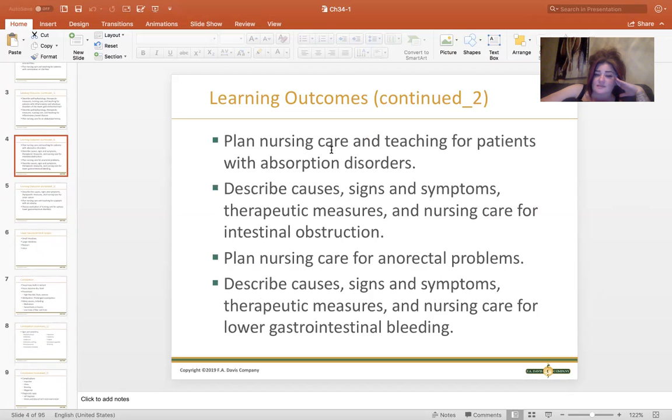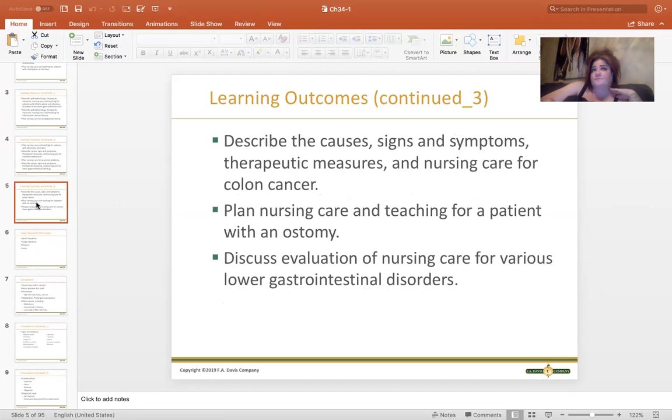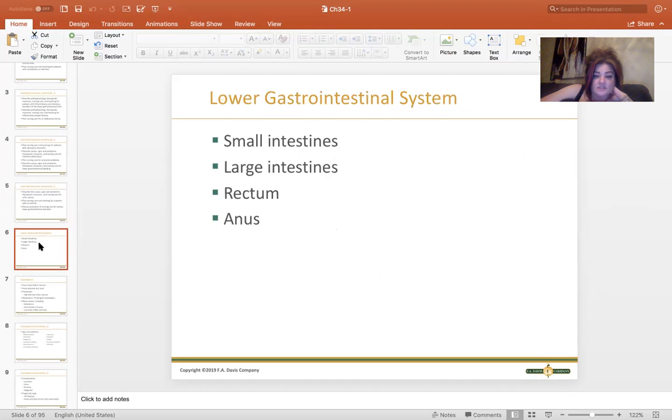Absorption, I skipped that, sorry. Absorption disorders, and where most of the absorption takes place, which I hope all of you have already read, is mainly in the small intestine. That's where most of our nutrients are actually taken in. Okay, so let's just go ahead and get started.